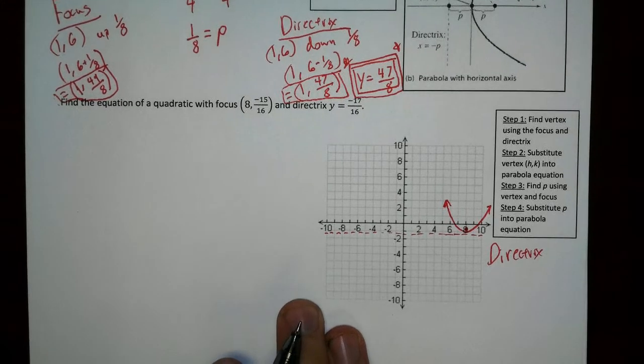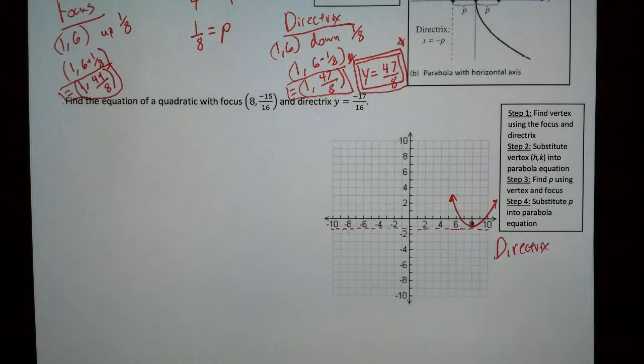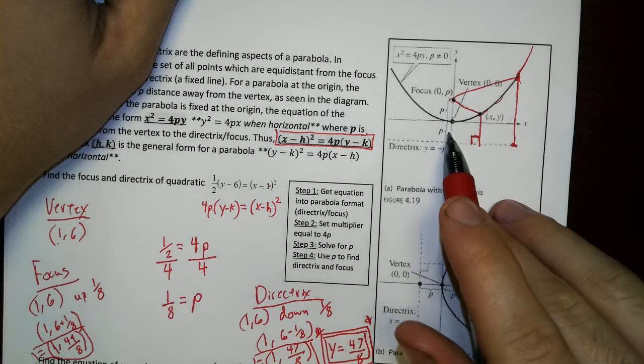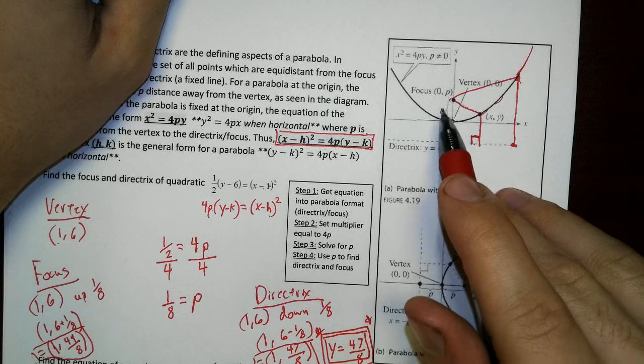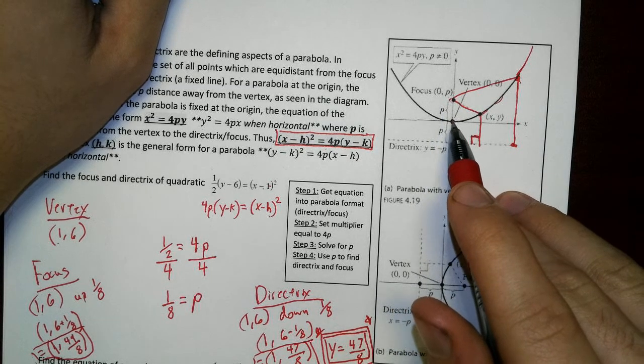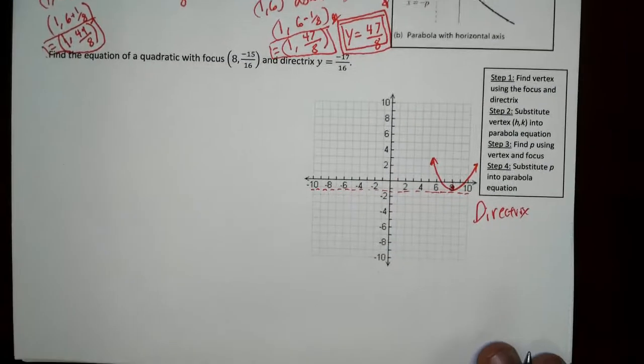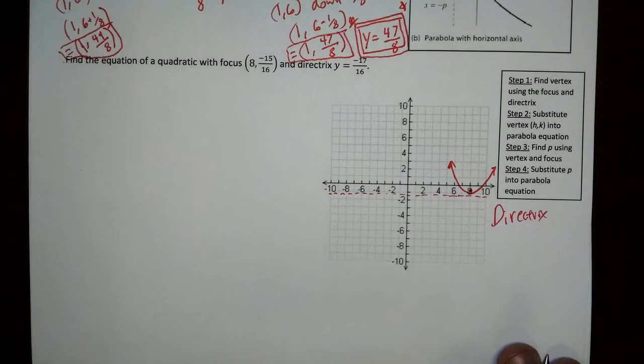So step 1, find the vertex using the focus and directrix. Once we find our vertex, we can start writing our equation for our quadratic. Now remember, where's the vertex in context to the focus and the directrix? It's halfway between them. It's technically the midpoint between this line and this focus. So let's find that midpoint between the two.